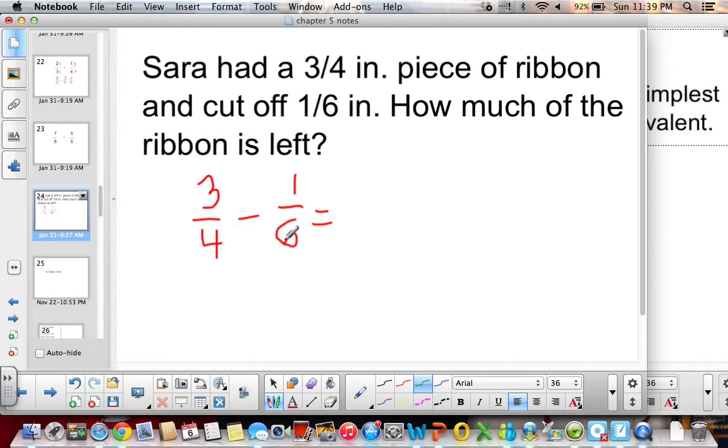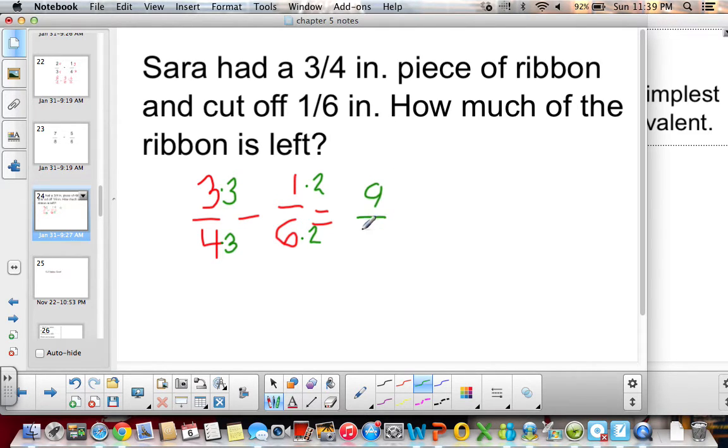So 4 and 6, we know if I multiply 4 times 6, I get 24. So I know that they both go into 24, and you can totally use 24 as your common denominator. I also know that they both go into 12, so we can change them both to 12s. 4 times 3 is 12, and then 6 times 2 is 12. So notice what I did to the bottom, I did the same to the top, even though it's different to the tops. Okay, now I need to rewrite it.